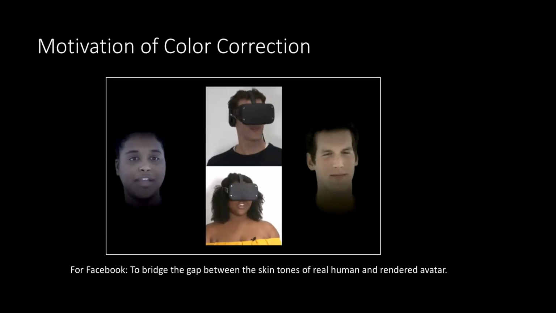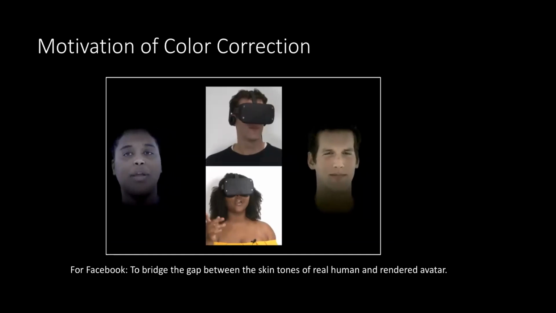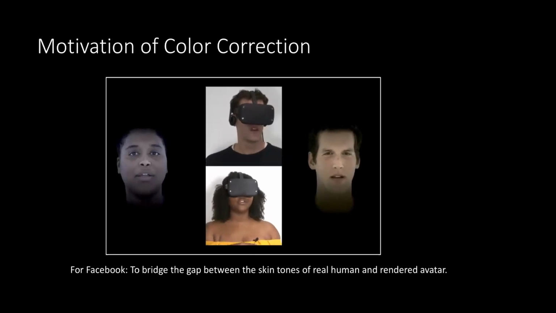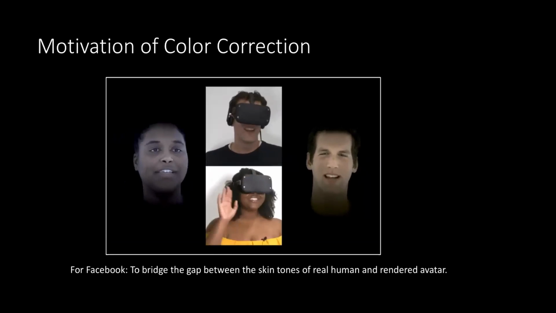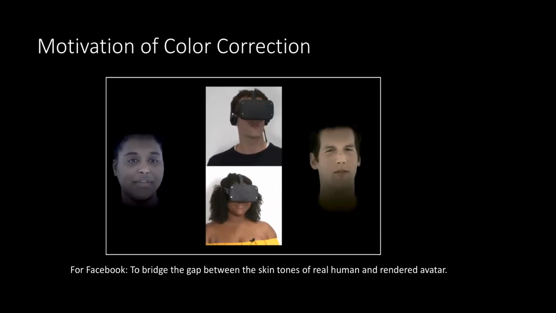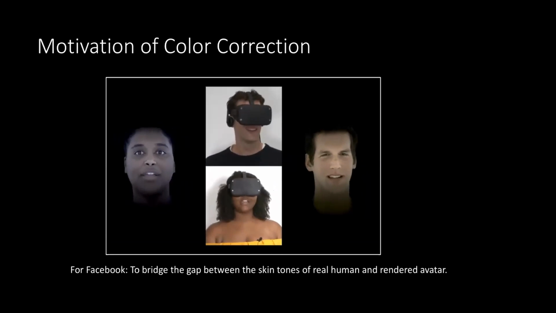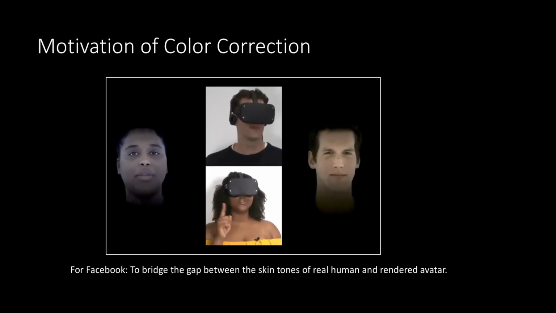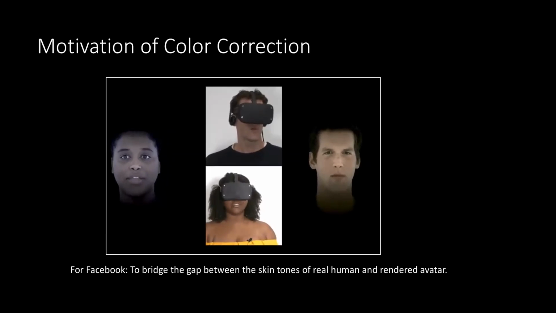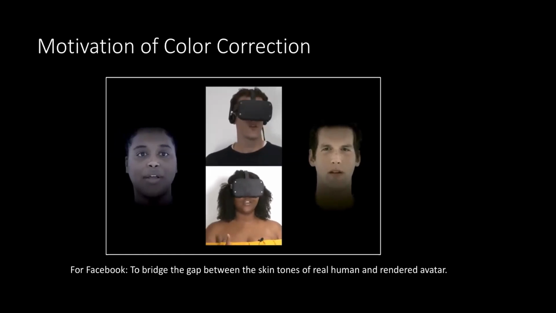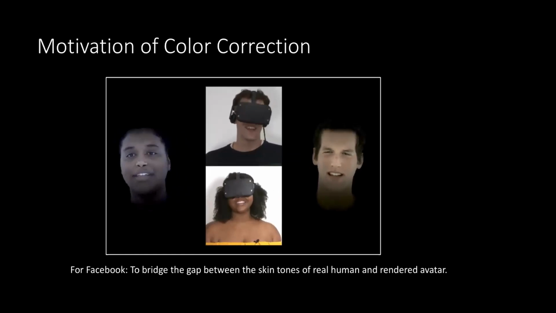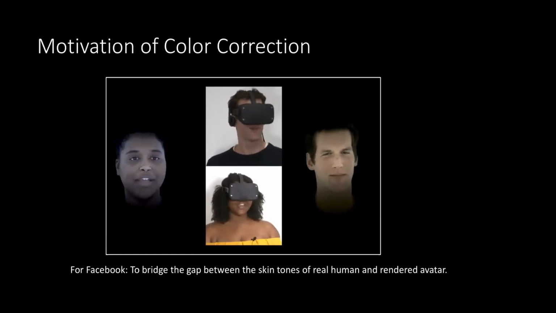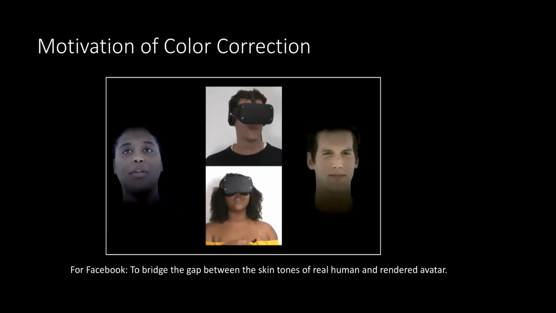And for this Facebook project, the team is trying to render realistic human avatars that enable people to communicate remotely as if they are face-to-face. And we want to display human avatars with accurate geometry and also with accurate color. But we can notice that there is still a gap between real human skin tones and the avatar. So our goal here is to fill this gap by color correction.